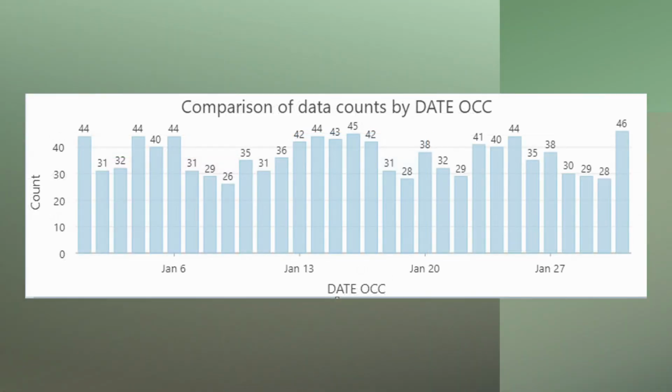This chart compares data counts of crimes committed throughout the month of January. As you can see here, auto burglary is a very prevalent and consistent crime that occurs on a daily basis. There's not a single day that goes without at least 25 auto burglaries committed in LA.